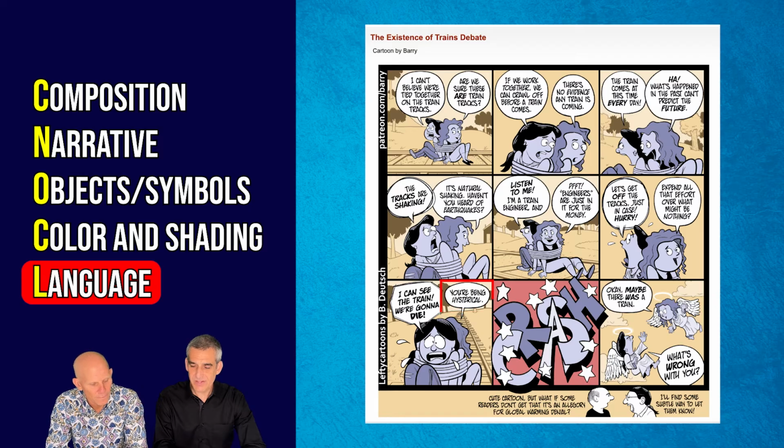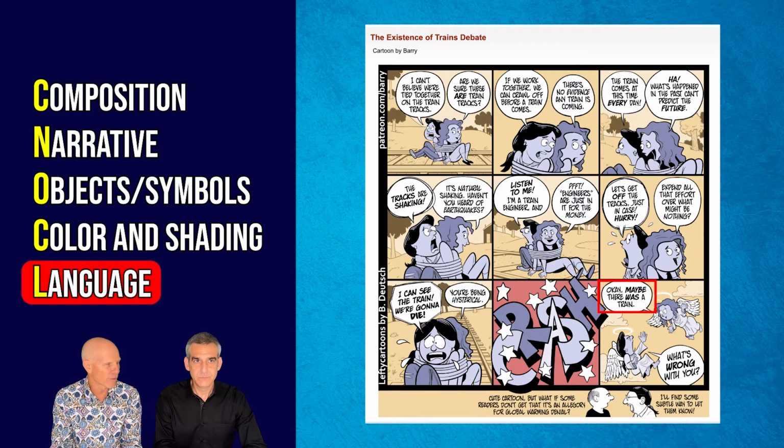The final panel says, "Okay, maybe there was a train." What can you say about that sarcastic language, Mr. Giles? Yeah, herein lies the punchline, because again, the implication is that they're no longer with us; they've perished. The implication is that the human race will perish with climate change. And then the denier, even at the end, is not admitting there was a train. She's like, "Maybe there was a train."